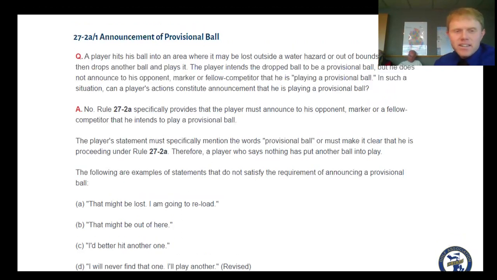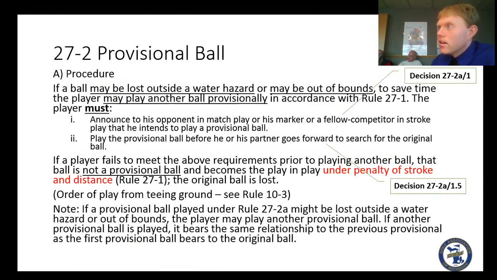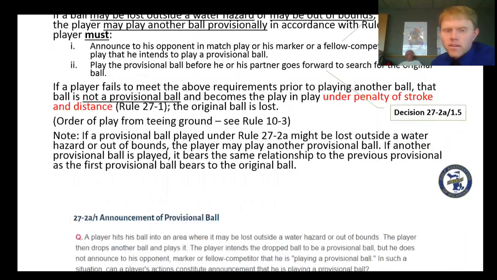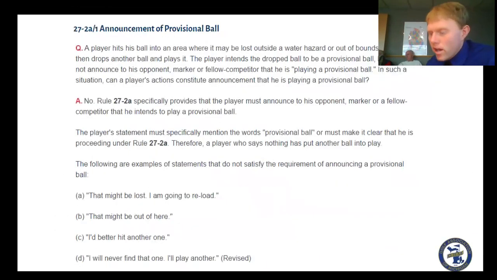Kind of the back page of the 442 gives the things that people say, which I think is kind of important. That's not calling it a provisional ball and those types of things. My buddy got caught in the senior match play at our own club on number 8. He thought he hit it out of bounds. He says, I'll hit another one. That's gone. And they found it. He missed making the cut by one shot.